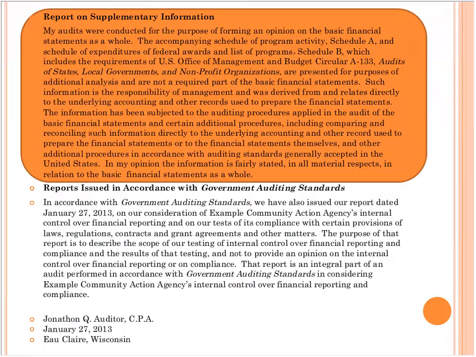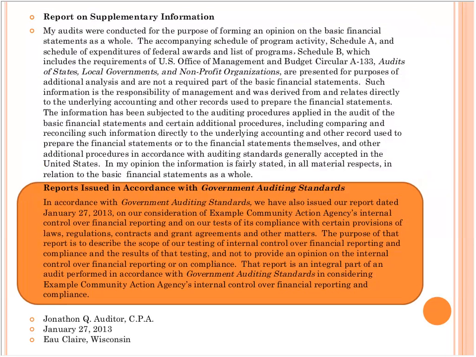The next piece of this opinion is the report on supplementary information. So this whole paragraph talks about the procedures that were performed on any types of additional schedules, combining schedules, additional information that might be presented in the audit report that is not part of one of those basic 3 financial statements. There is additional information that's required for a single audit. Remember, the Schedule of Financial Assistance is not a basic financial statement, but it is a statement that is required for a complete single audit. And this talks about the procedures performed on that.